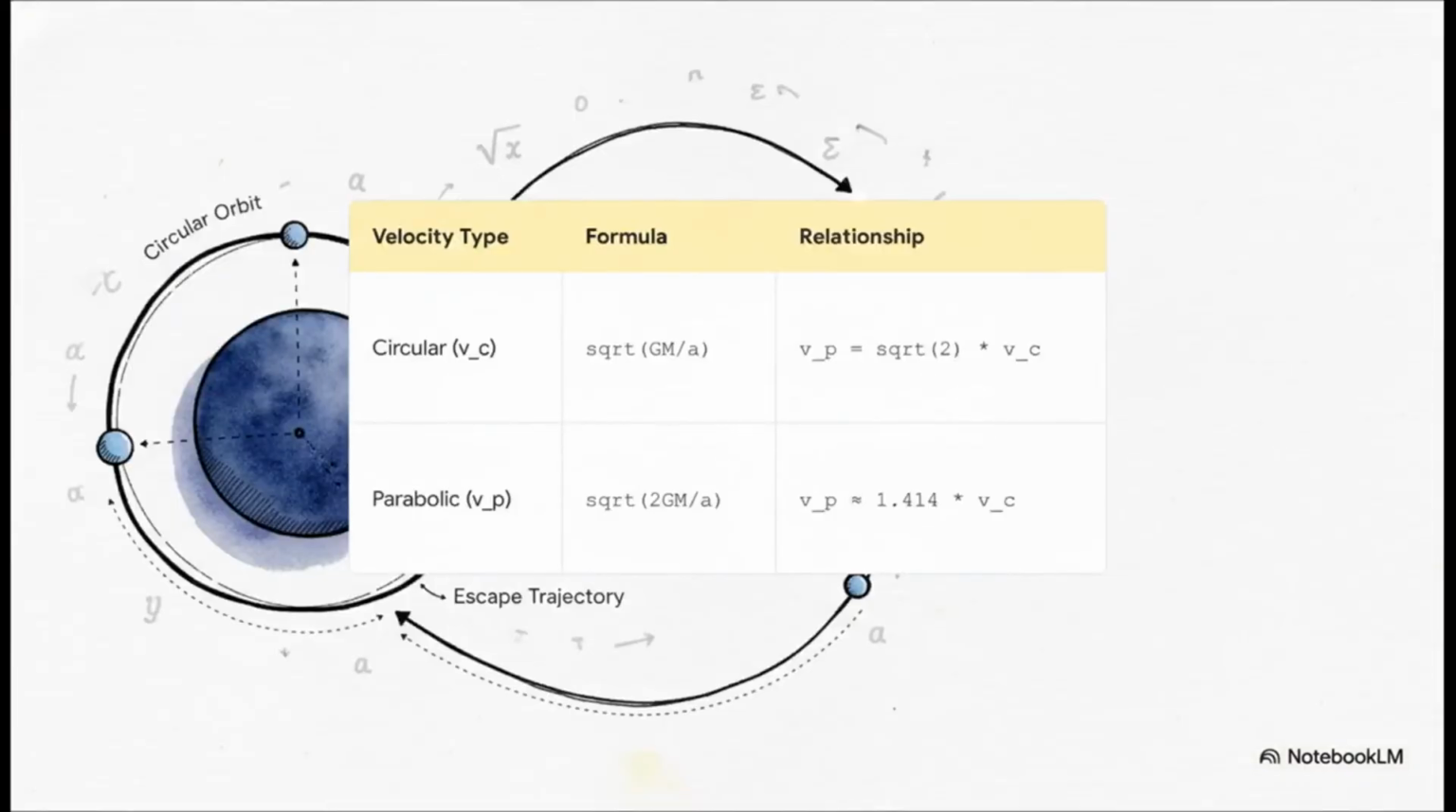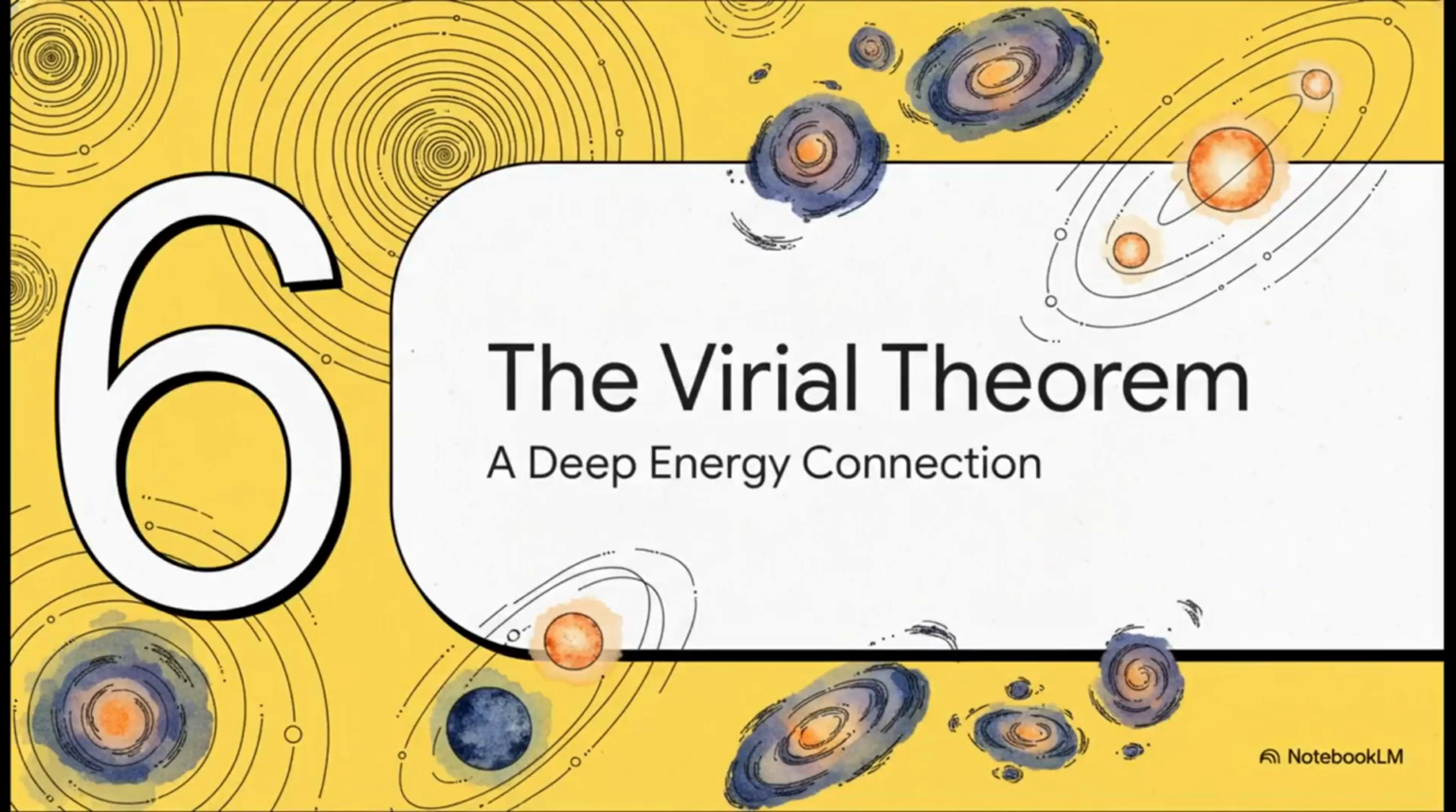Now check this out. This highlights a really neat and useful relationship. Let's say you're in a perfectly circular orbit. The speed you need is vc. The speed you would need to escape from that same distance is vp. And the relationship is simple. The escape velocity is always just the square root of 2, about 1.414, times the circular velocity. So to launch a probe from Earth orbit to the outer solar system, you only need to increase its speed by about 41%.